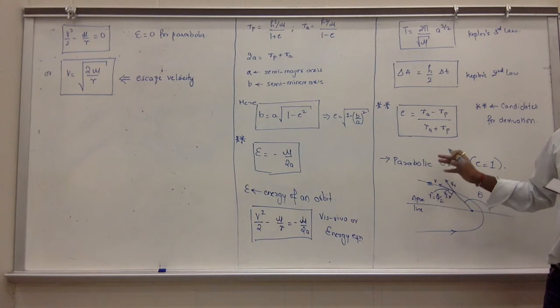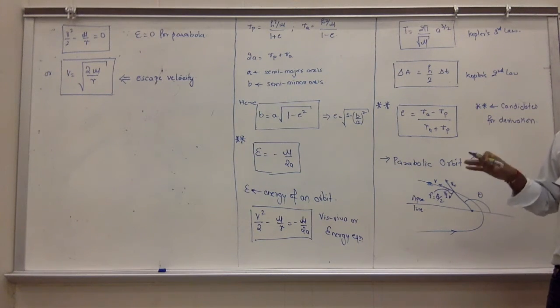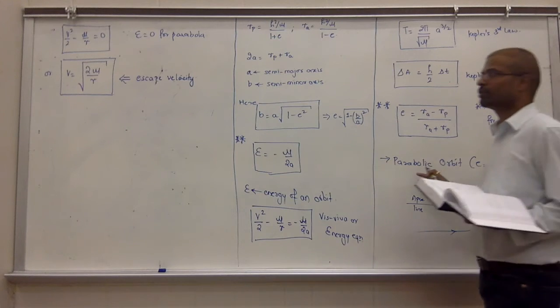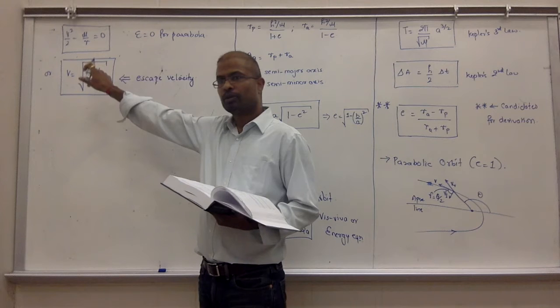What is the velocity for a parabolic orbit? Velocity is always escape velocity for a parabolic orbit. Achieve that escape velocity. This is how you calculate the escape velocity.